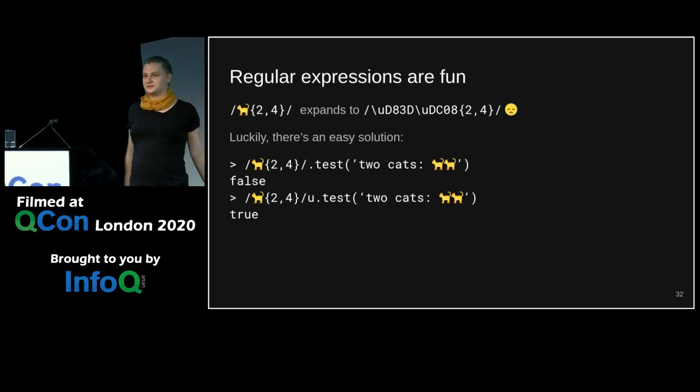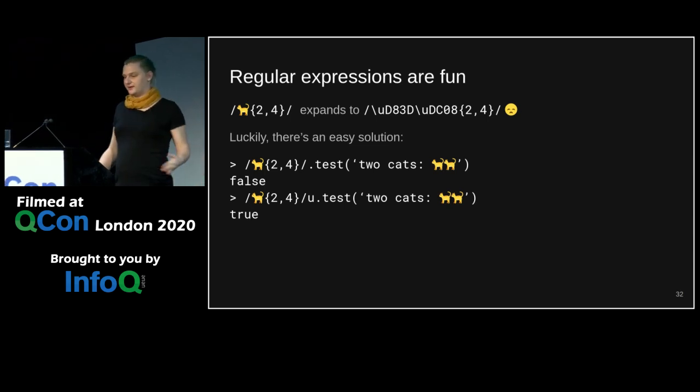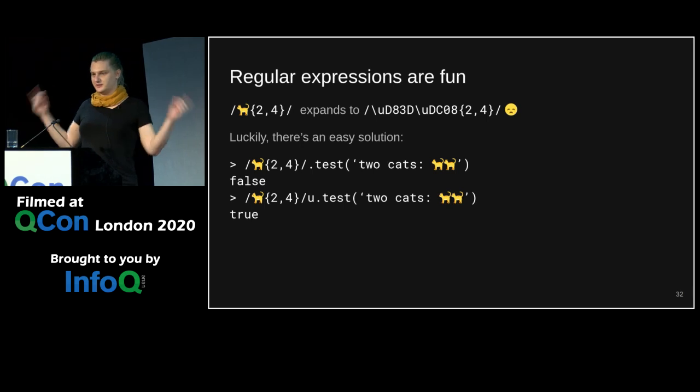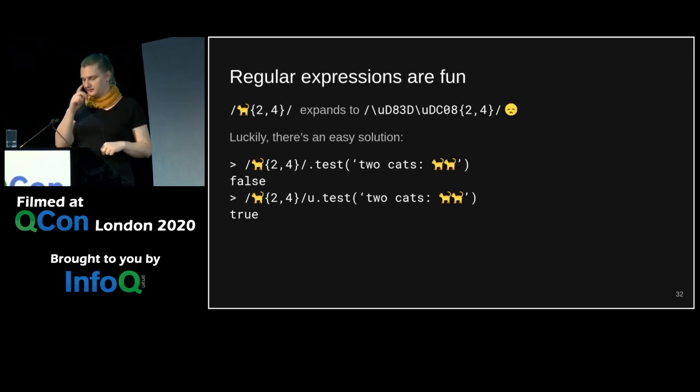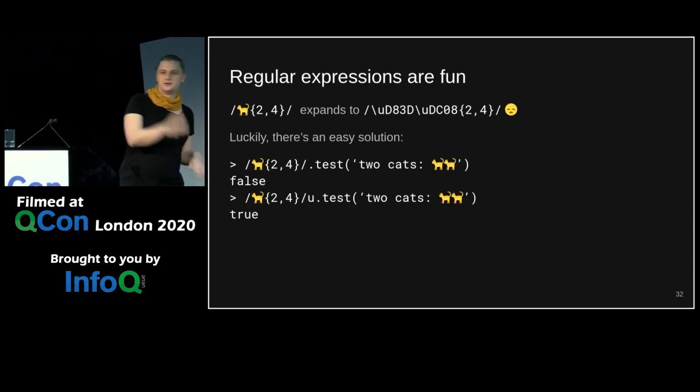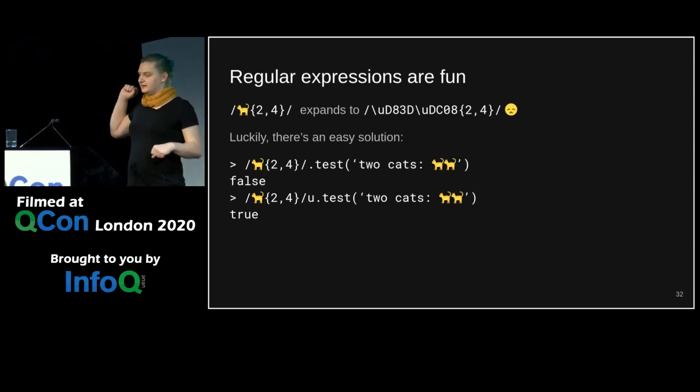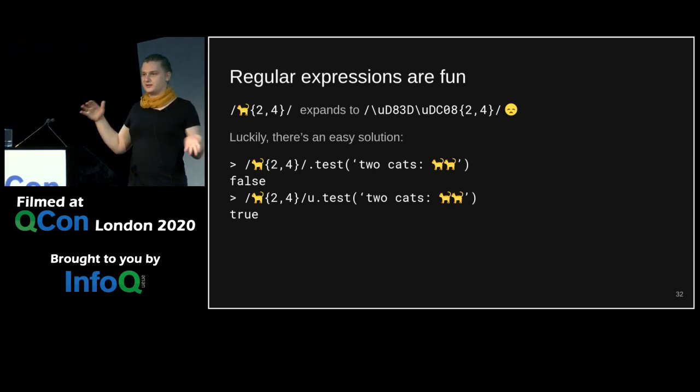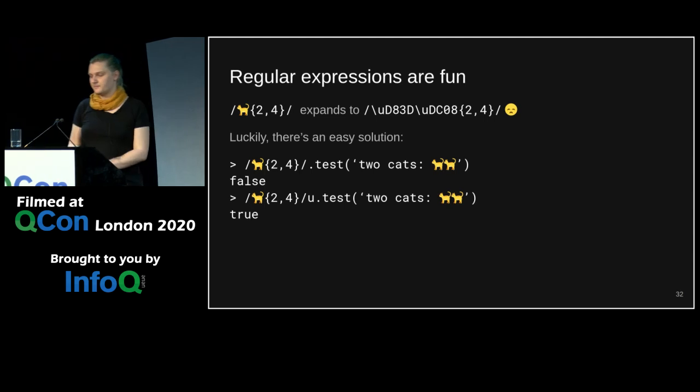And there's an easy solution, luckily. So JavaScript regular expressions have received this Unicode flag that you can set on them, which is just a small u. And it basically makes this work correctly. And it's generally something that you want to set on regular expressions. Like, there's no reason to ever not do this.